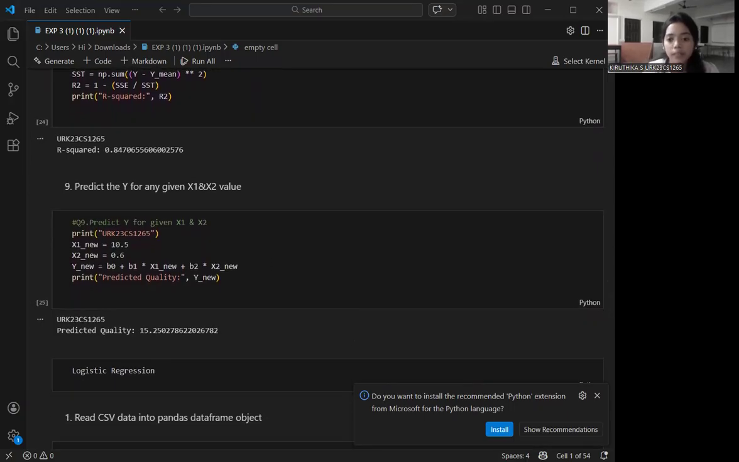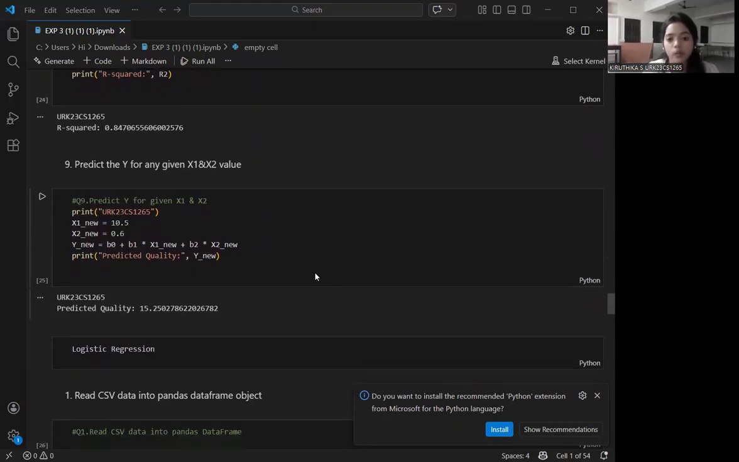And the ninth one is predict a new value. Given x1 is equal to 10.5 and x2 is equal to 0.6, the predicted value y is equal to 15.25.